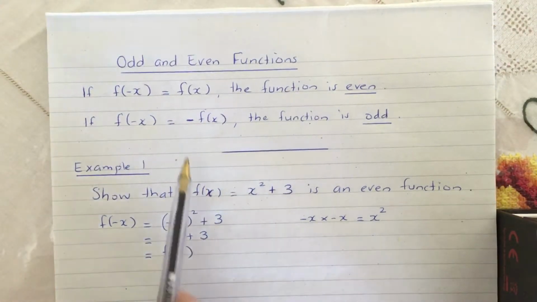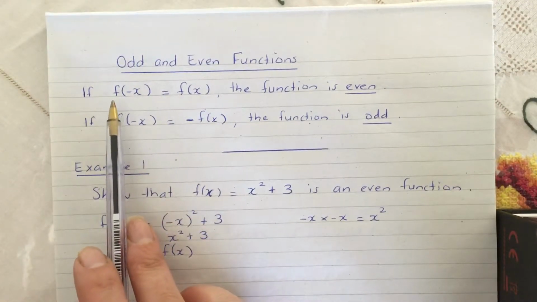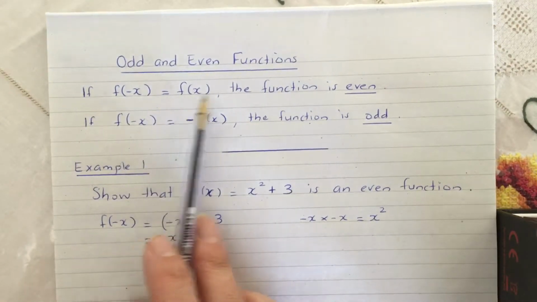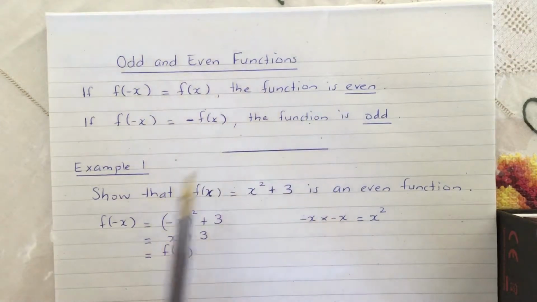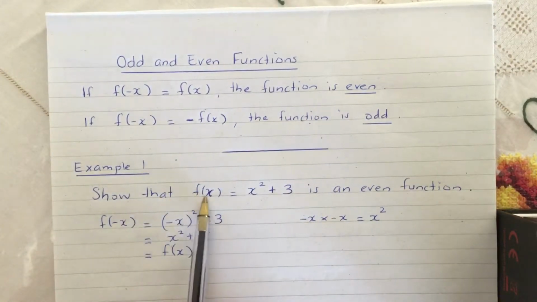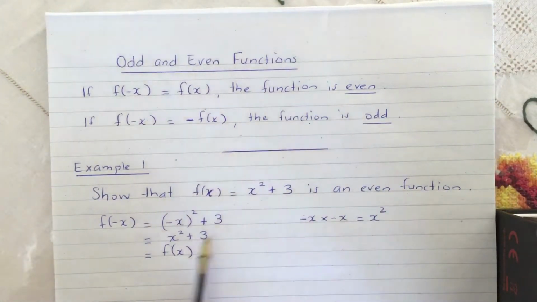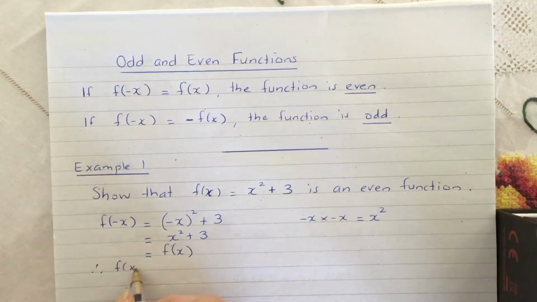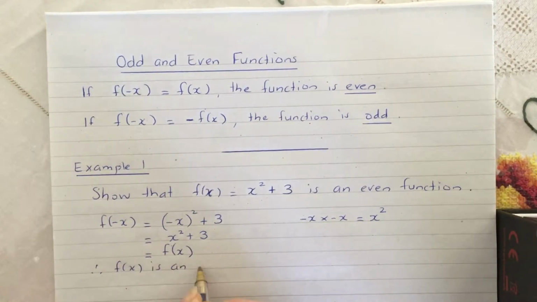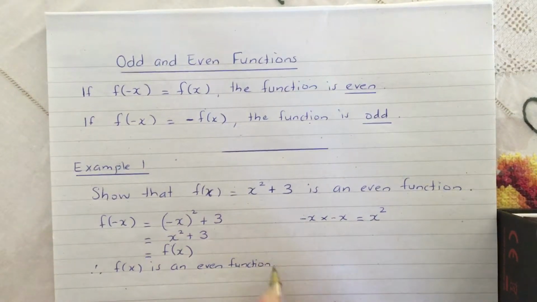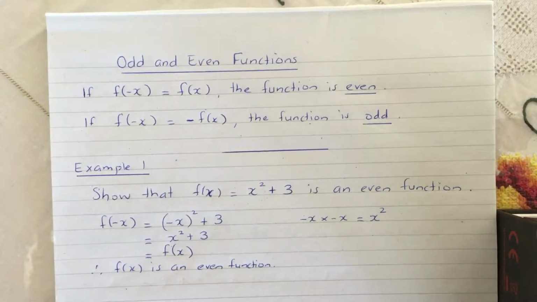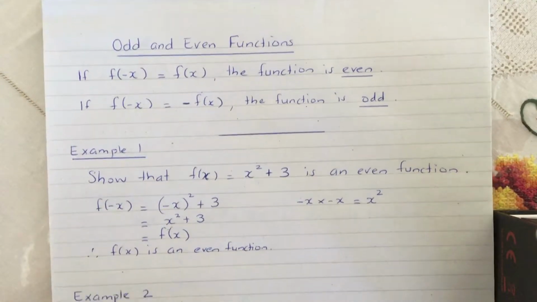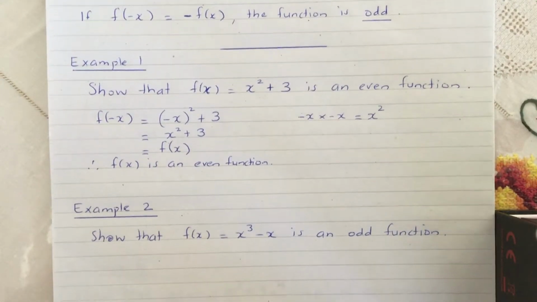And that means, if you look at the rule above here, if f of minus x equals f of x, the function is even. It said, show that this function is an even function. We've shown it, and now we conclude. Therefore, f of x is an even function. And that's the end of that one. Let's do another example.